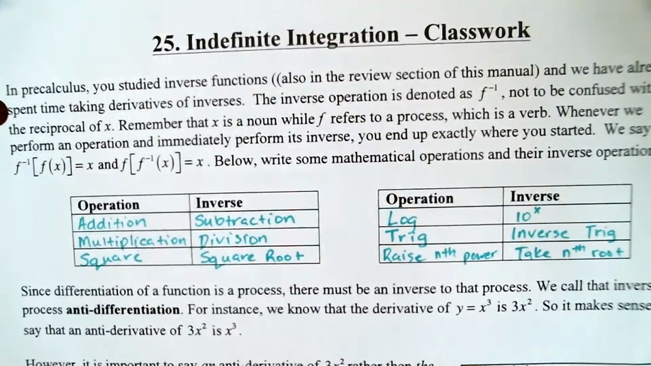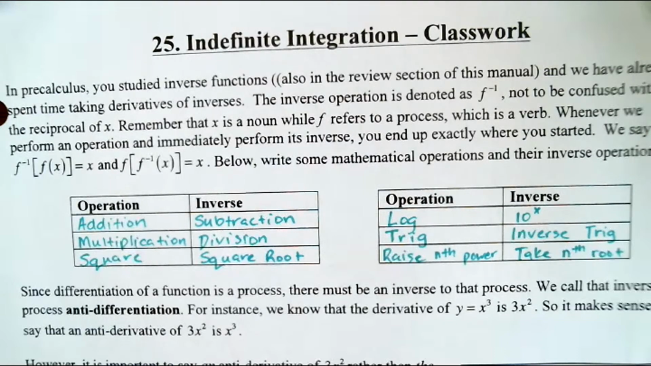Since differentiation of a function is a process, there must be an inverse to that process. So taking derivatives of a function, since it's a process, there must be an inverse to the process. There must be an opposite way. We call the inverse process anti-differentiation.